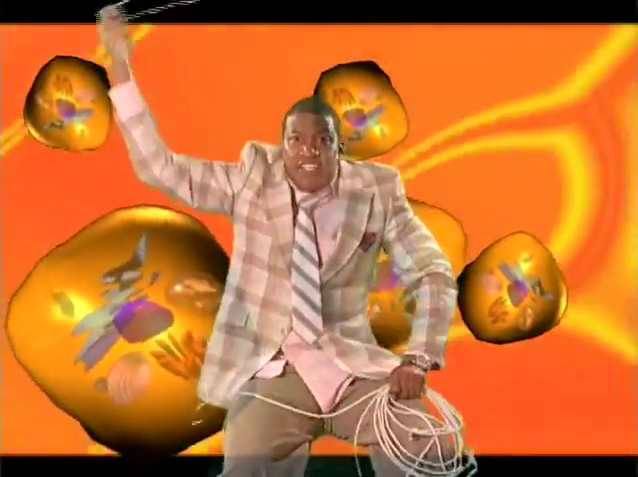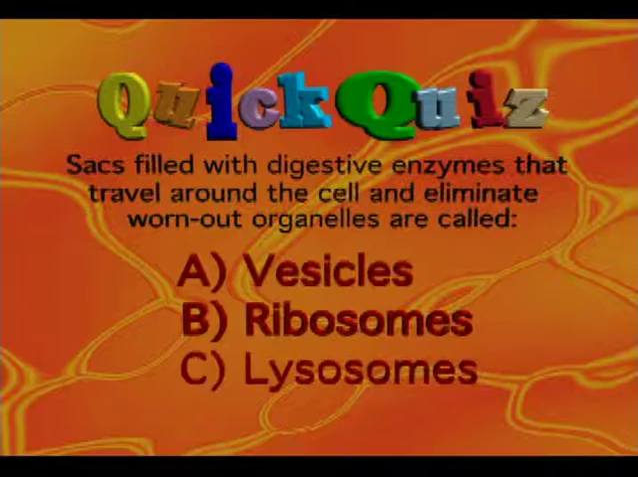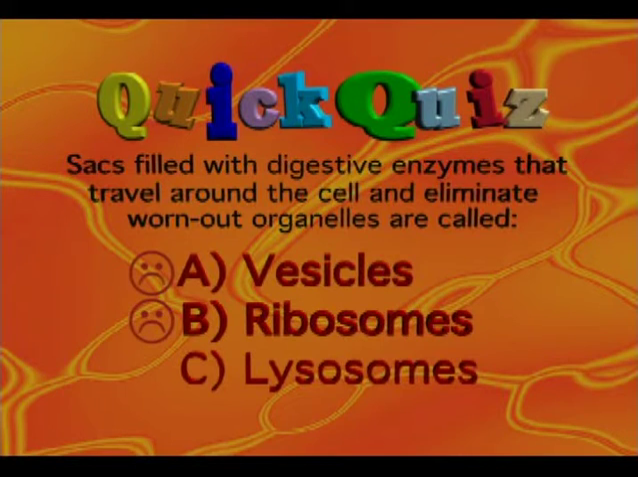You think you got the answer? Well, let's see. Vesicles transport and store substances like proteins. Ribosomes synthesize protein. The answer is C. Lysosomes contain digestive enzymes and eliminate worn-out organelles, debris, and ingested particles. Did you get it right?